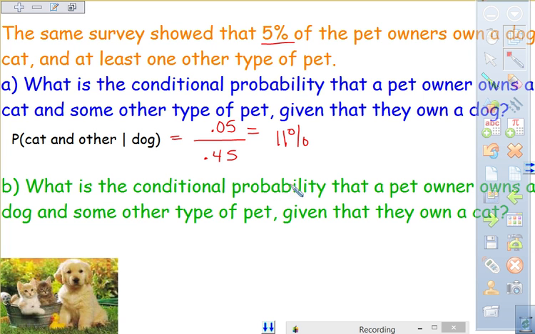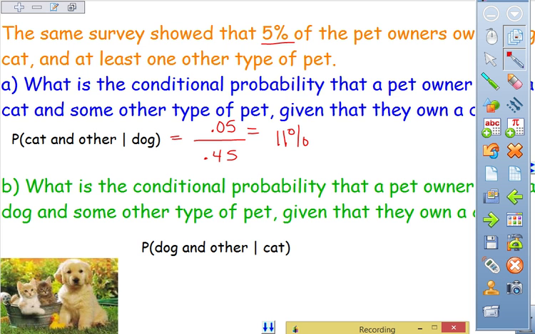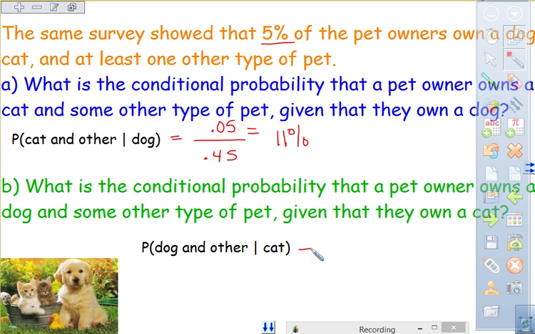Part B, what is the conditional probability that a pet owner owns a dog and some other type of pet, given that they own a cat? Here's what this would look like. A probability that you own a dog and some other type of pet, given that you're a cat owner. So the cat owners are 27%, and other is the 5%. So we're looking at 19%.